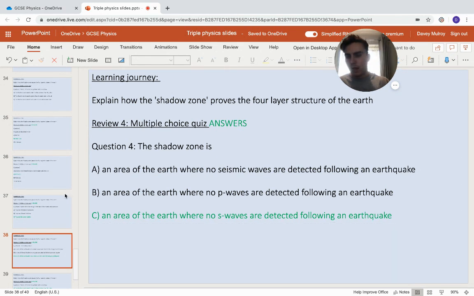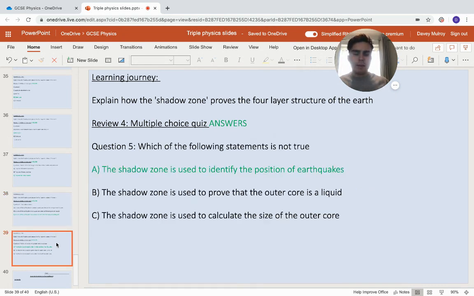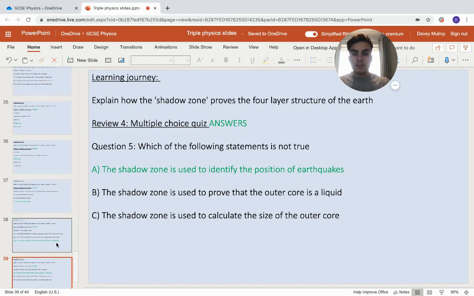Okay. And our final question, which of the following statements is not true? And it's A, the shadow zone is used to identify the position of earthquakes. So B and C are the way that it is used. It's used to prove that the outer core is a liquid. Remember, no S waves means there must be a liquid. And C, the shadow zone is used to calculate the size of the outer core. Think bigger shadow zone, bigger outer core.